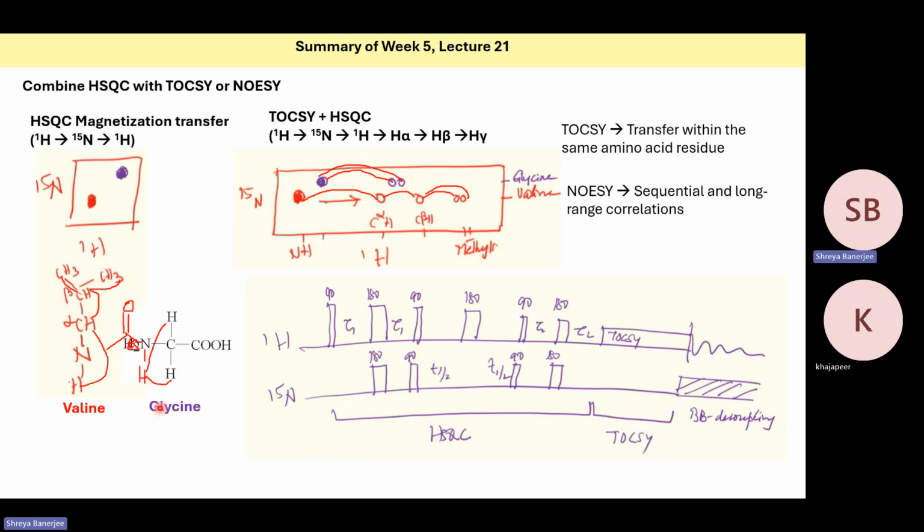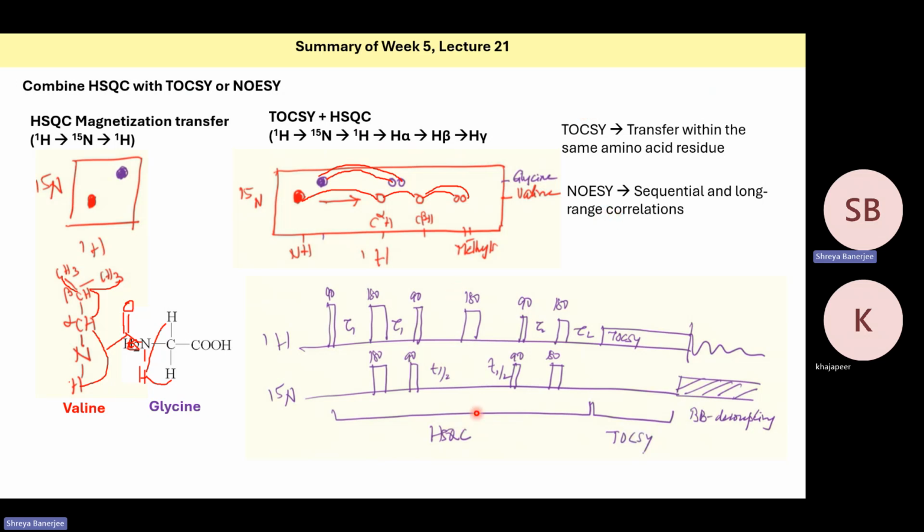So if you combine TOCSY with HSQC, this kind of magnetization transfer will occur within the same residue. But if you combine TOCSY with NOESY, you can have correlations between two residues. We know NOESY is a through space effect. So TOCSY cross peaks you can only observe within the same residue. But NOESY cross peaks can be observed between two or more residues if they are close enough to each other, within 5 angstrom. So you can either combine HSQC with TOCSY or NOESY to get more data.